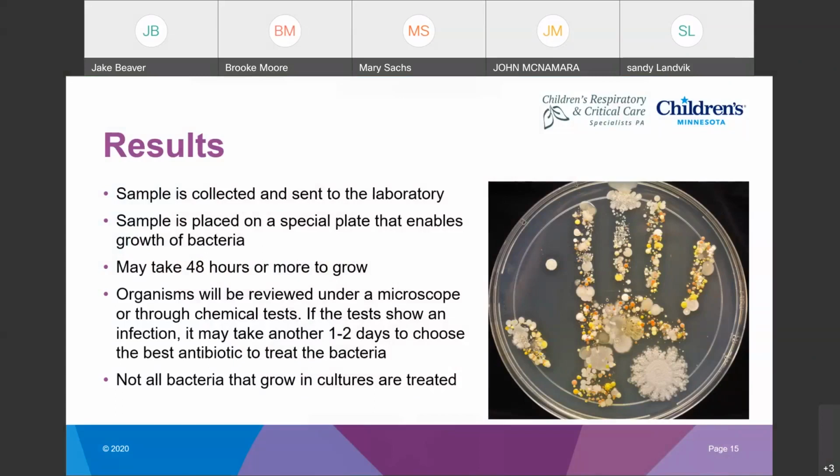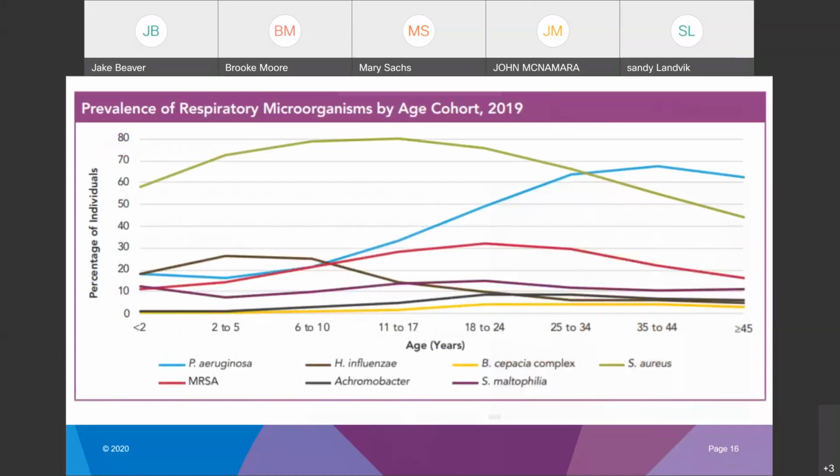And then the bacteria that grow are analyzed either under a microscope or using a variety of special tests to identify what bacteria is growing. And then once the bacteria is identified, it is plated on different mediums to determine what is the best antibiotic to treat, which can take another couple days to result. And not all bacteria that grow in cultures are treated, and you've probably experienced this with your child or with yourself.